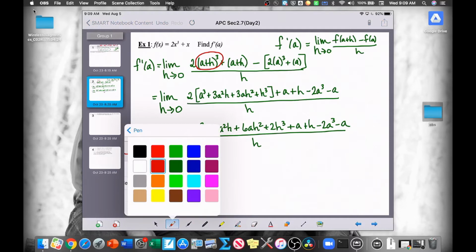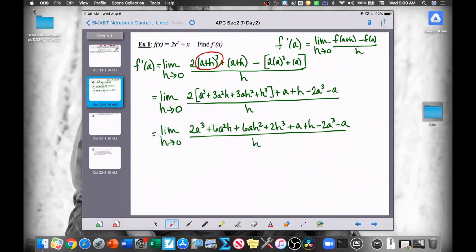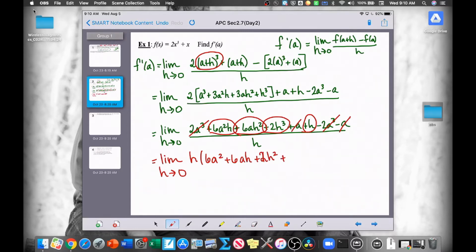And now it's time to cross out terms that cancel. So we have a positive a and a negative a, and we have a positive 2a cubed and a negative 2a cubed. And all of the rest of the remaining terms contain h. So in our next step, let's go ahead and factor that h out right away. So we're going to have h times 6a squared plus 6ah plus 2h squared plus 1.